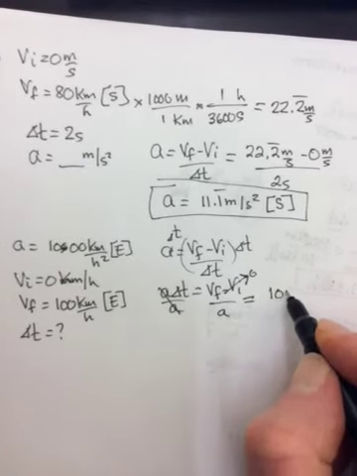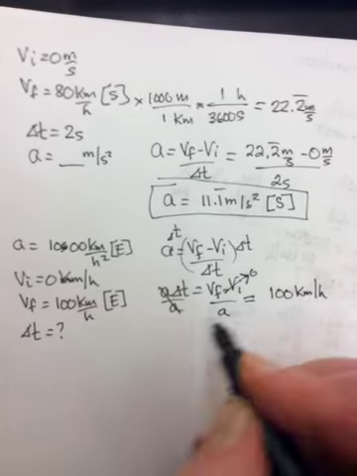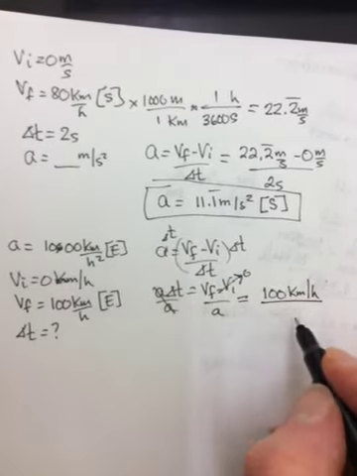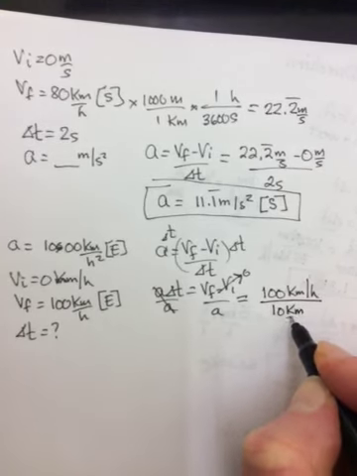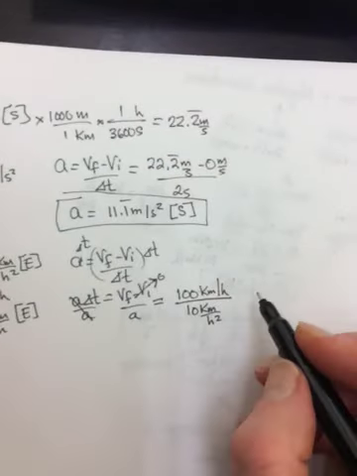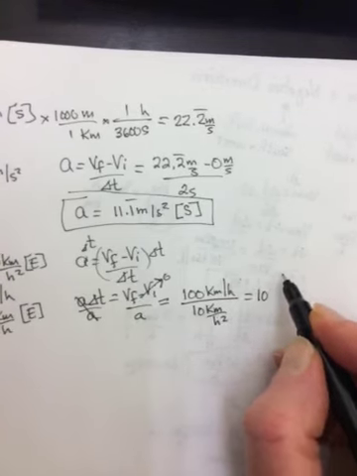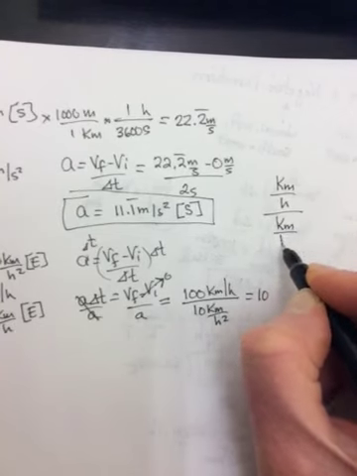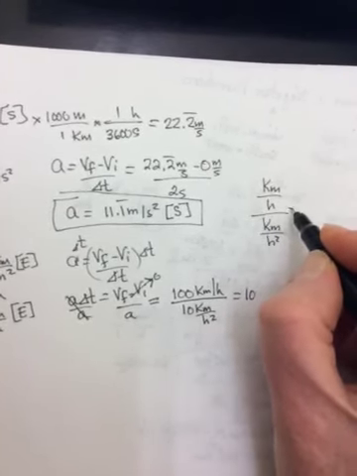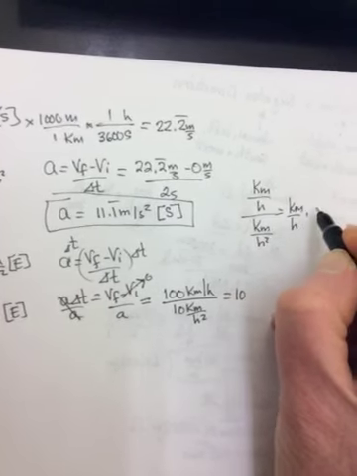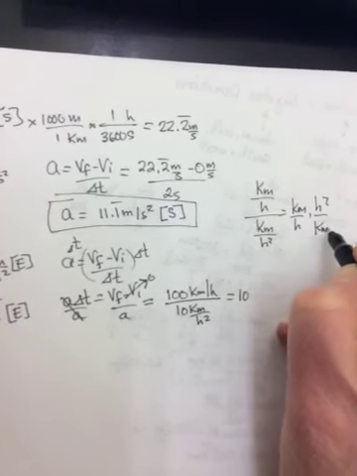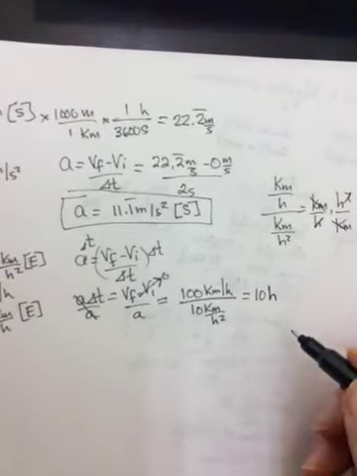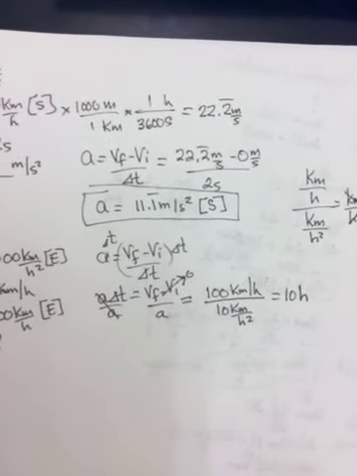And so then what you're left with is 100 kilometers per hour. And they're both east, so you don't have to worry about positives, negatives. Divided by 10 kilometers per hour squared. So 100 divided by 10 is 10. And just up here, kilometers per hour divided by kilometers per hour squared. You're going to flip this one and multiply. So kilometers per hour times hours squared over kilometers. The kilometers are going to cancel. One of the hours is going to cancel, and you're going to be left with the other. So it's going to take him 10 hours.